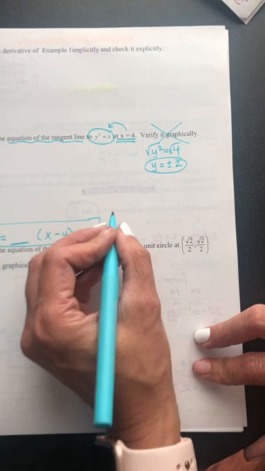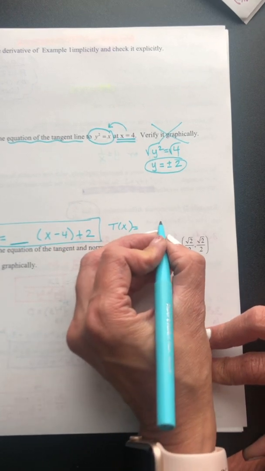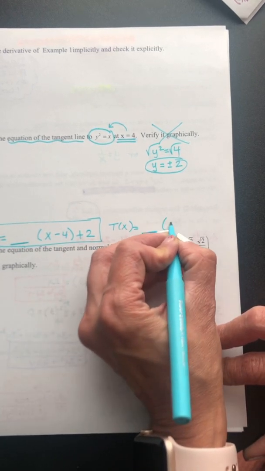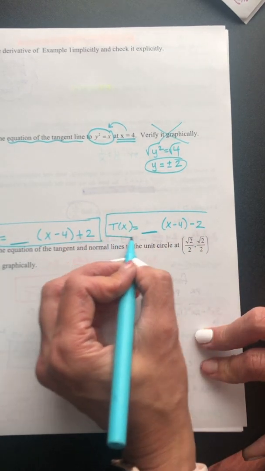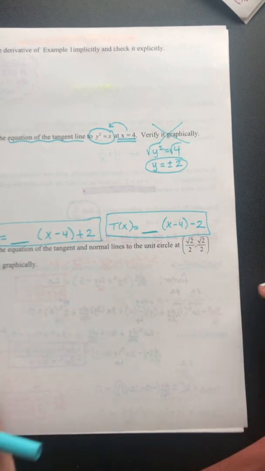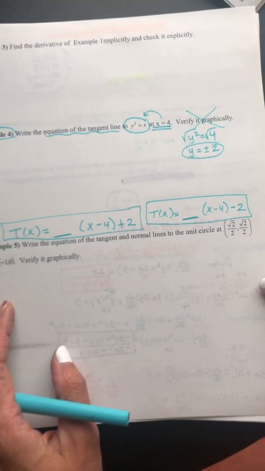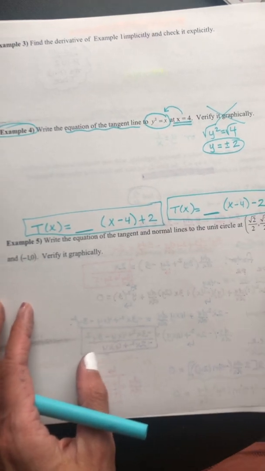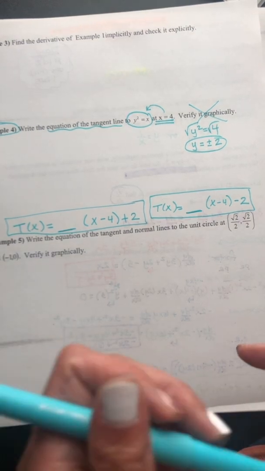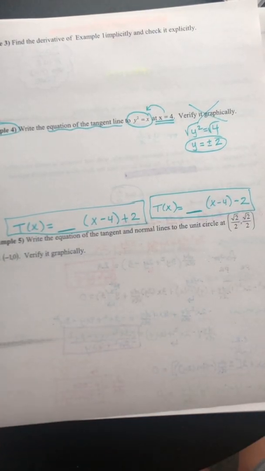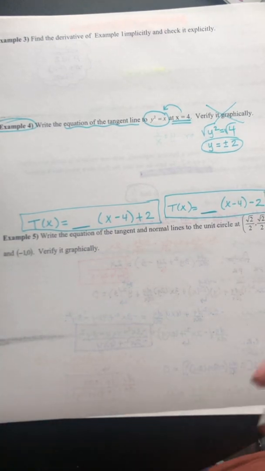We just need to find the slope. And then we're going to have the other one. It's going to have the same stuff, whatever the slope is, times x minus 4, but a minus 2 on the other end. So that means that there are two lines that are tangent to the equation at x equals 4. Okay. So let's try this out. Let's find the derivative. That is the next step.